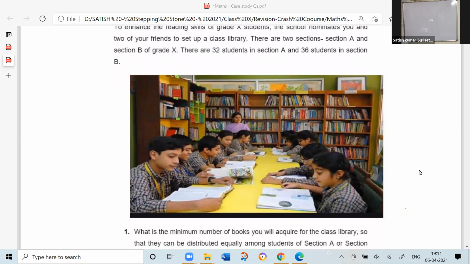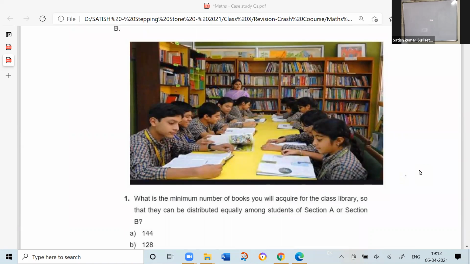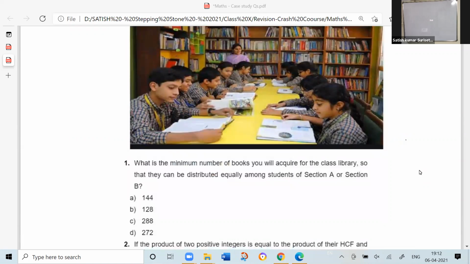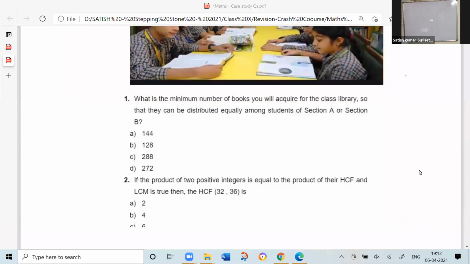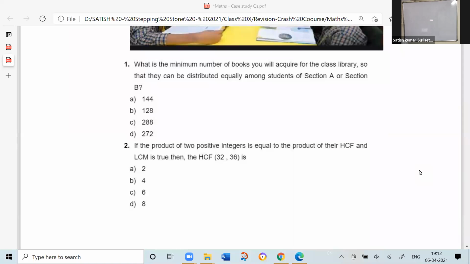Just make a note down. In section A, 32 are there, and section B, 36 are there. Now, first question. Don't say the answer. First, try to do yourself. What is the minimum number of books you will acquire for the class library so that they can be distributed equally among students of section A or section B? Now, observe the options.